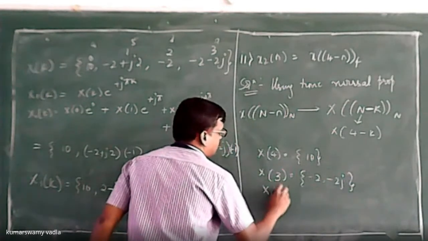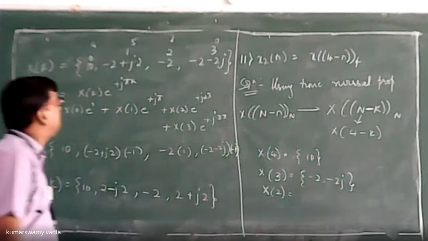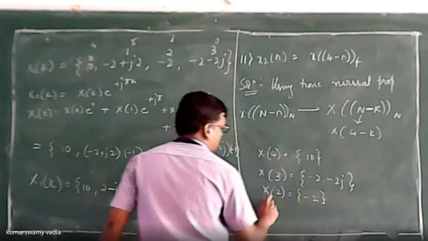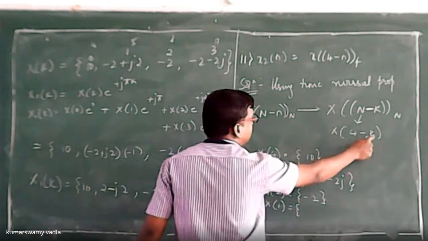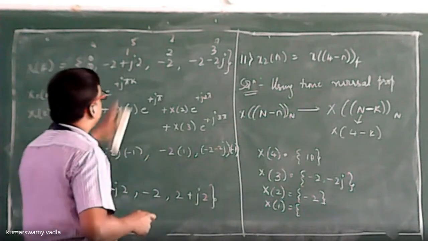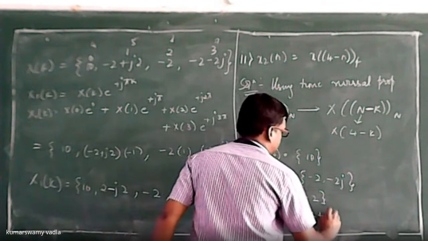For X of 2, k is equal to 2. What do you get here? Minus 2. For X of 1, k is equal to 3. What do you get here? X of 1 is minus 2 plus 2j.